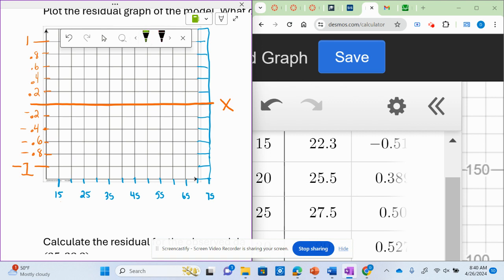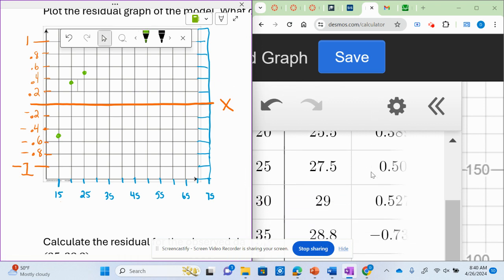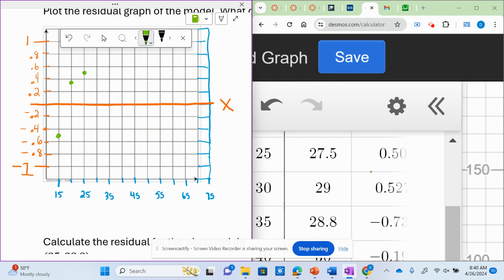So I know that when x was 15, my residual was -0.5. So that's going to be right here. When x was 20, my residual was 0.38. Well, that's going to be really close to the 0.4. When x was 25, my residual was 0.5. So that's going to be right in the middle of the 0.4 and the 0.6. When x is 30, my residual is 0.52. Again, right in between the 0.4 and the 0.6.